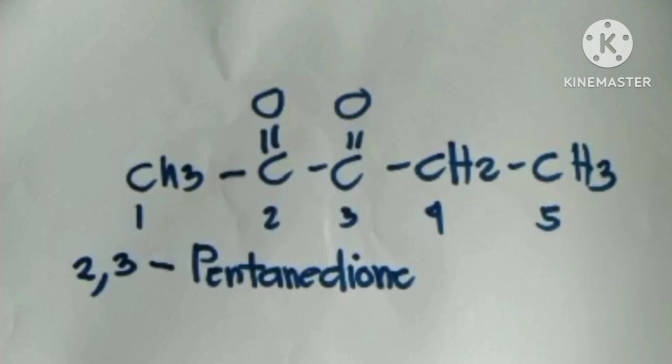Another example, CH3, C, CH2, CH3. Find the longest chain, 5. Naming: 2,3-pentanedione.